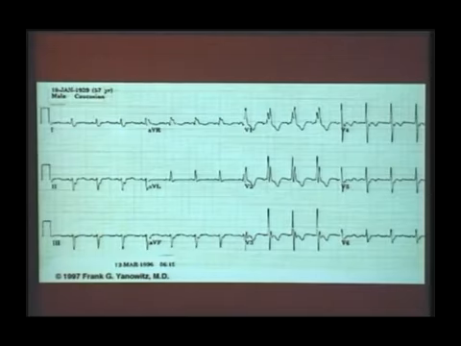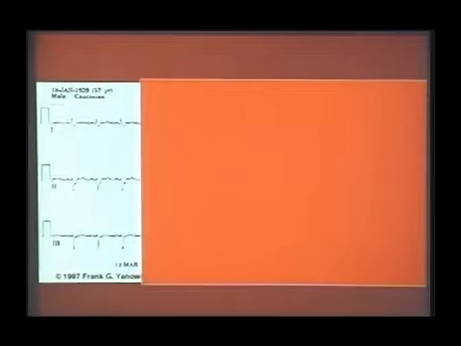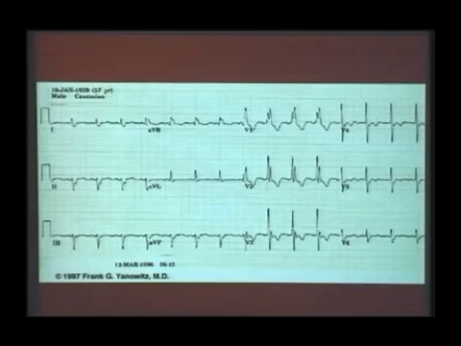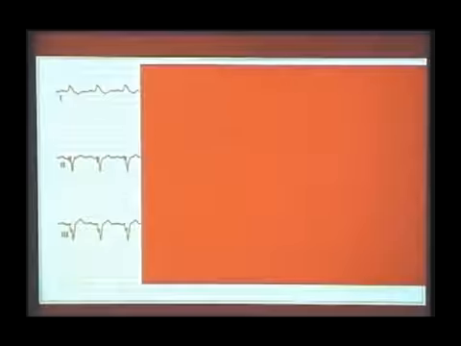RBBB. So you are confirming by looking at L1. So looking at L1 here, you think it's an RBBB. In chest leads, it is right bundle branch block. So it's a classical right bundle branch block.